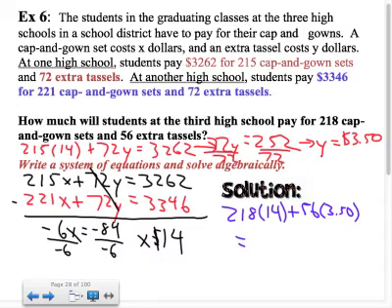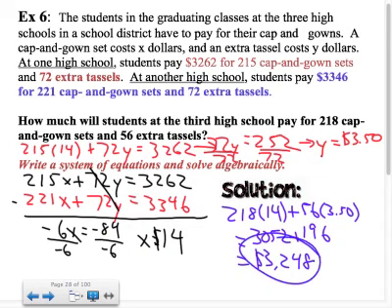times 14, plus... so that's, let's see here, that's 3,052, plus, and then I have 56 times 3.50, which is 196. And so when I add those two together, I get 3052 plus 196, $3,248 is how much that school is going to spend.